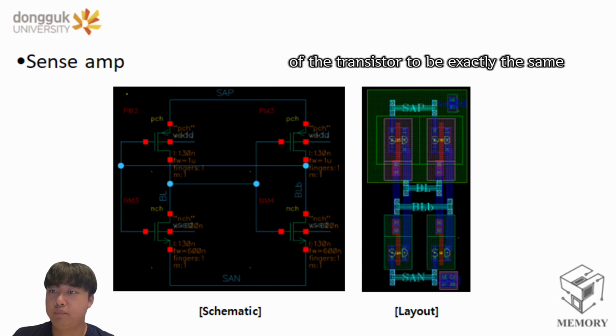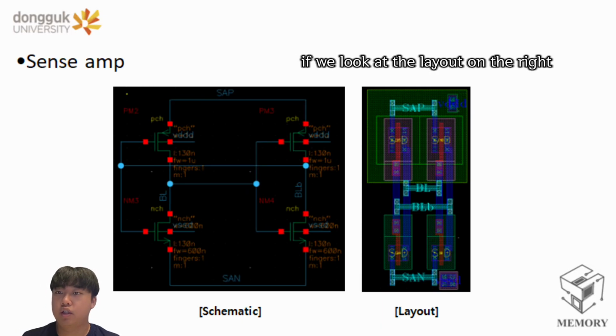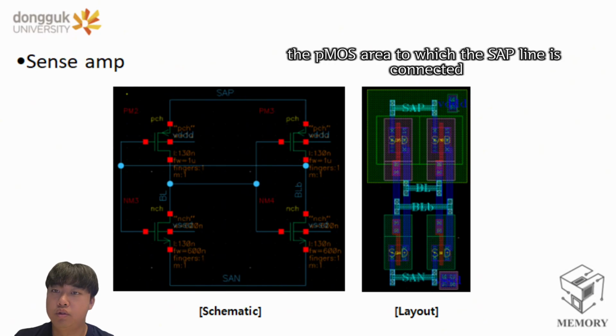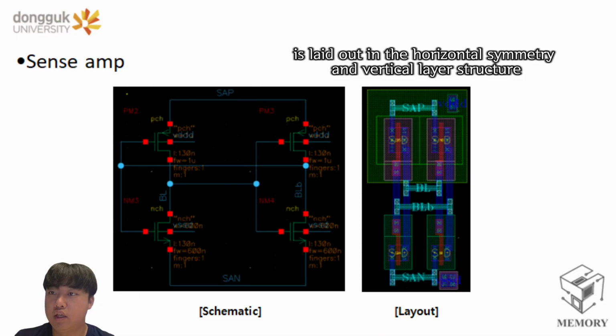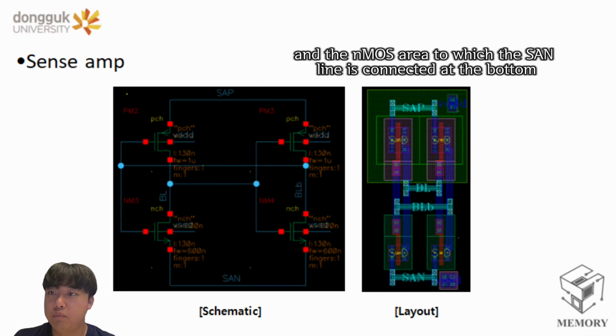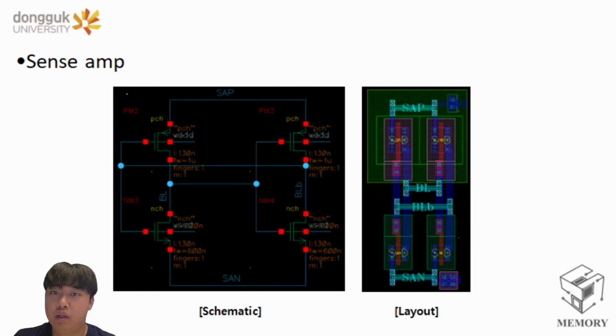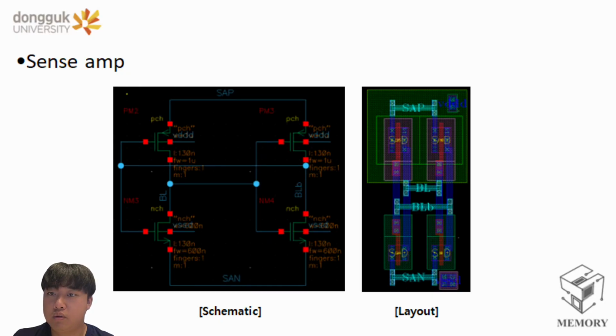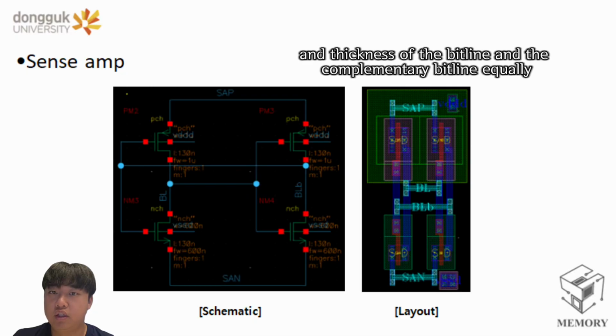precisely matching the width and length sizes of the transistors on the left and right sides to be exactly the same. If you look at the layout on the right, we tried to physically realize the perfect symmetry of the schematic. The PMOS area to which the SAP line is connected is laid out in a horizontally symmetric and vertical layout structure, and the NMOS area to which the SAN line is connected is at the bottom. To prevent signal distortion, we finished routing by matching the pattern length and thickness of the bit line and the complementary bit line equally.